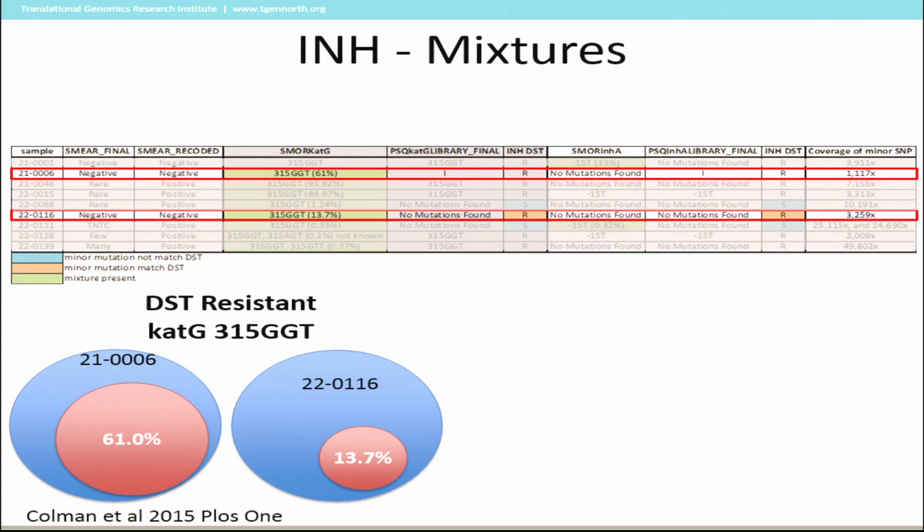Looking at a couple of the DST-resistant bugs, for INH, they clearly had the CAT G315 mutation at different levels. One of them was dominant, 61% of the reads were the resistant mutation, and the other is a lower level, 13%, but clearly enough for it to be phenotypically resistant, and that's the way that it showed up.